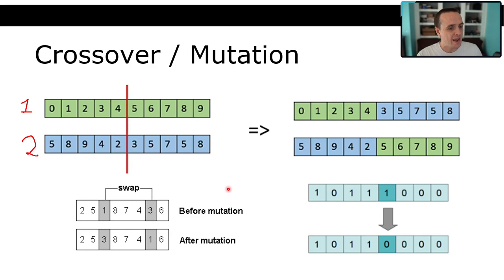Maybe our mutation, instead of flipping a bit, swaps two elements. That could be interesting too, right? A mutation just takes something and changes it randomly somehow. There's no set way to do it. For our Sudoku, we're going to take a random number and turn it into another random number. That's it.